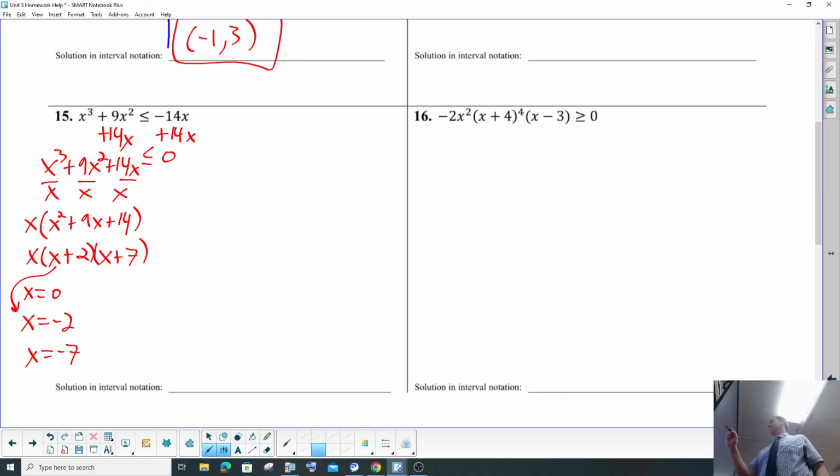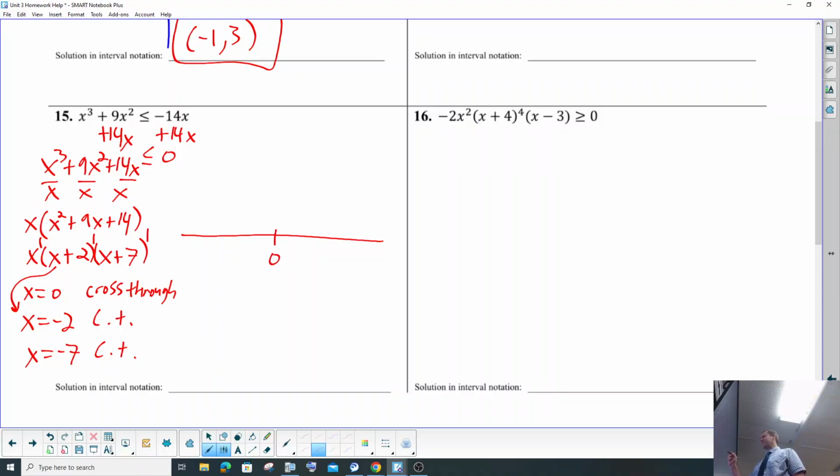So our multiplicities are all 1, 1, and 1, which means that all 3 of them are going to cross through, right? Okay, so then we do our number line. Pause me. Try it on your own. If you just copy it, you're going to fail the test. You got to do it on your own.